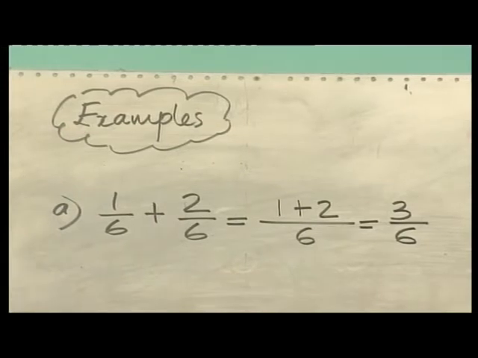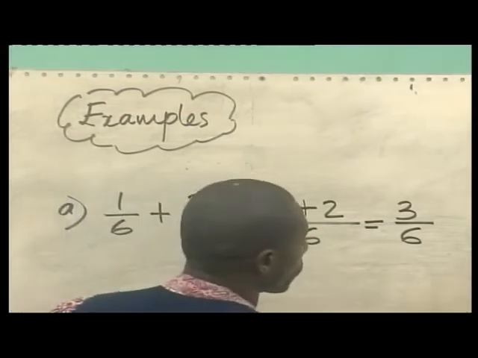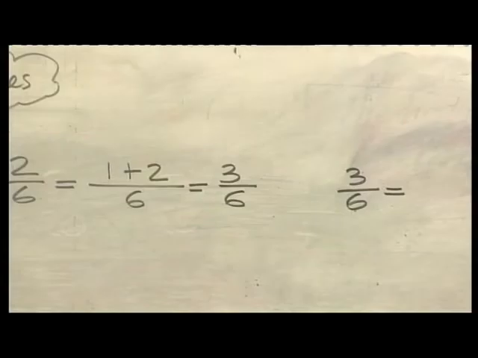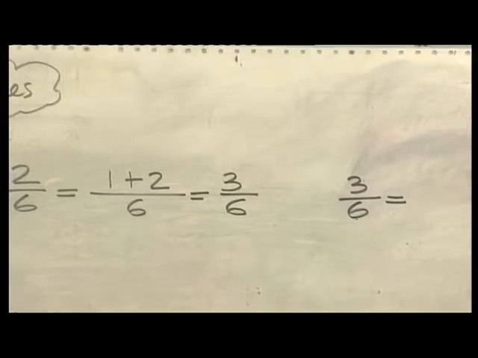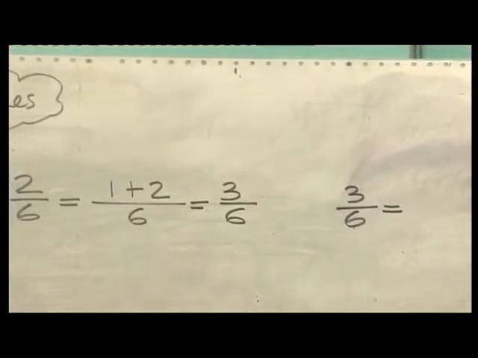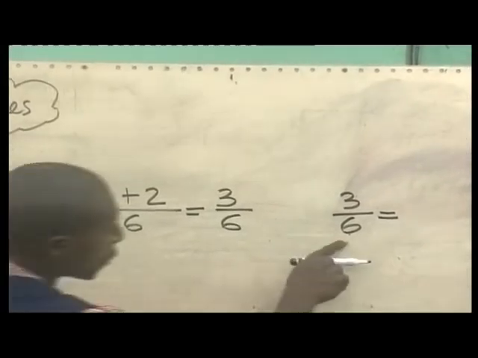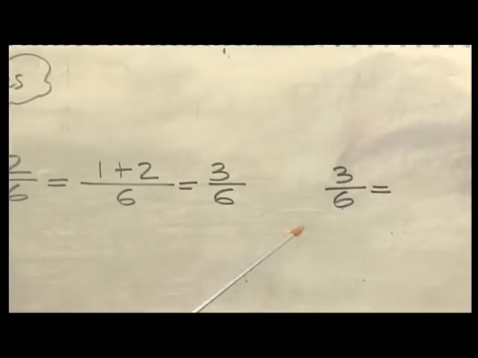Recall back to your previous lesson on simplest form. In our last lesson, we looked at simplifying a fraction to its simplest form. What are the steps? In our previous lesson, to simplify a fraction, we divide the numerator and the denominator by the highest common factor. So, what is the highest common factor for the numerator and the denominator of this fraction?